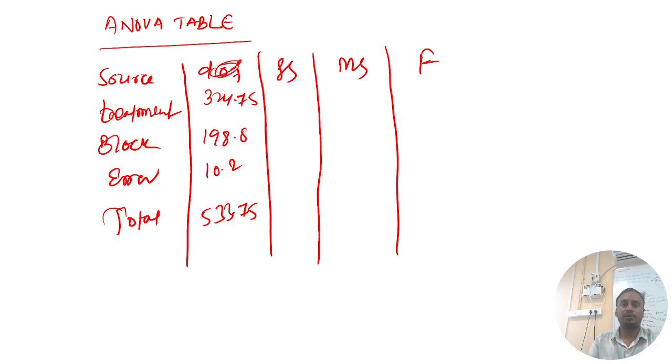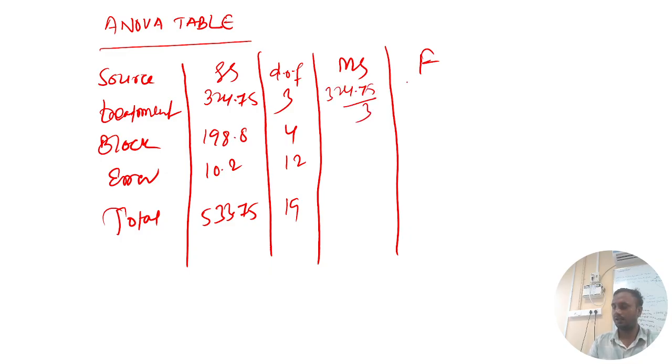Oh, this will become SS. It will become degree of freedom: 3, 3, 12, 18. Then we have to take for the treatment only. So 324.75 by 3. It came 108.25.